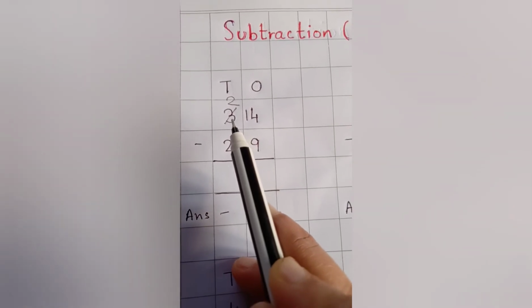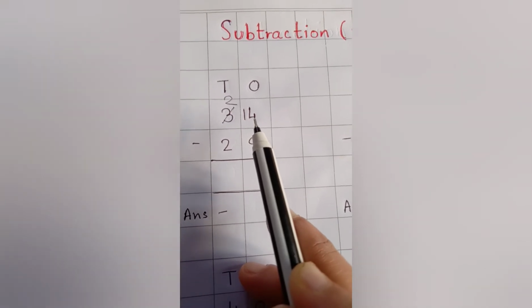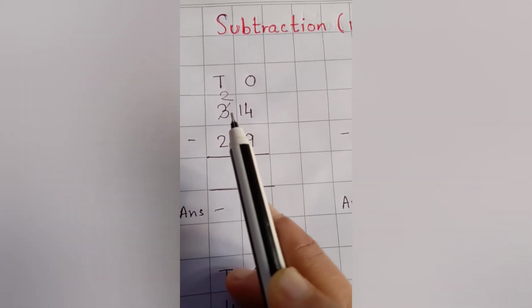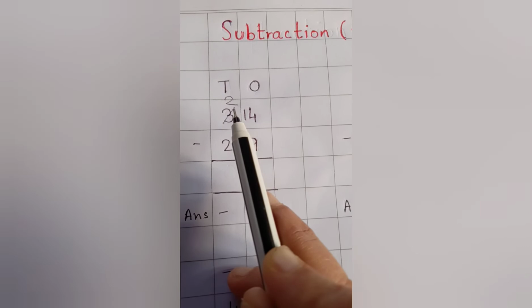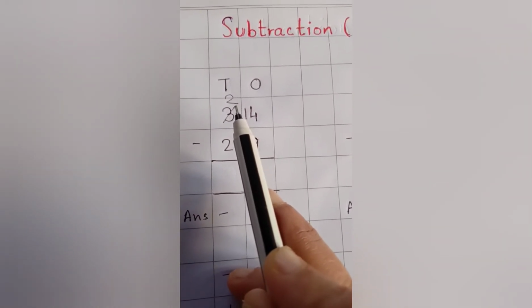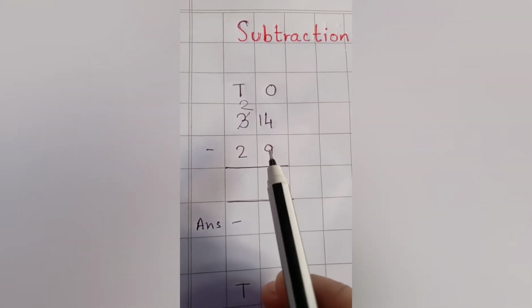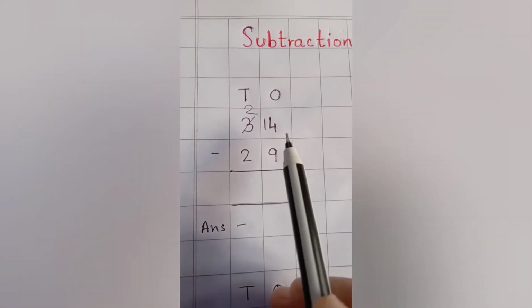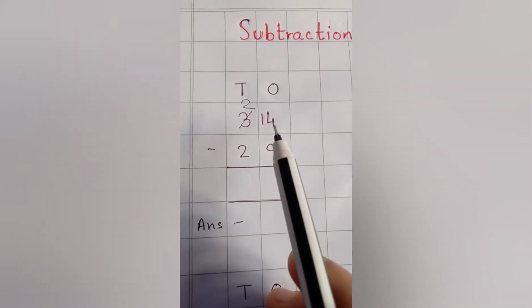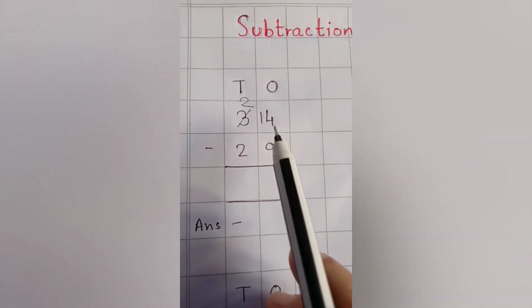Because this 3 has given 1 to 4, that means 4 has borrowed 1 from 3. So 3 will not remain as 3. 3 will become 2. So this is the first step. Whenever you are given a subtraction and you find that in the ones column the number on top is less than the number below, you have to borrow.